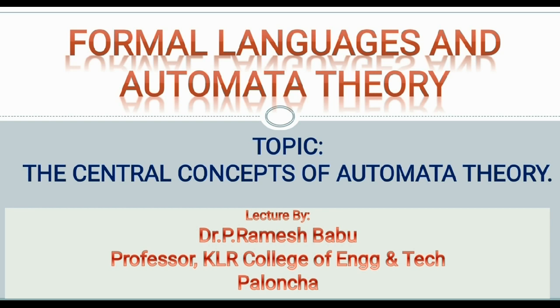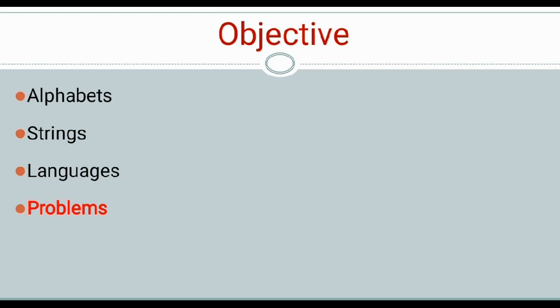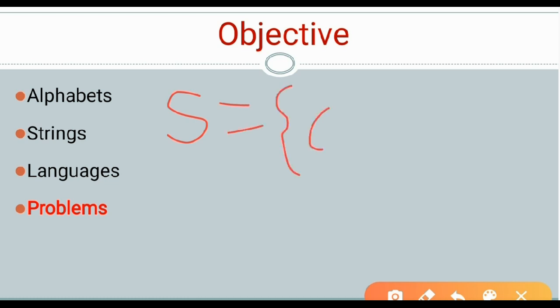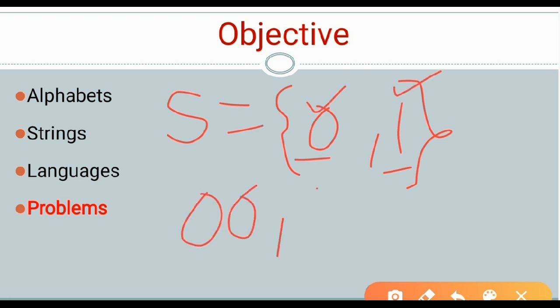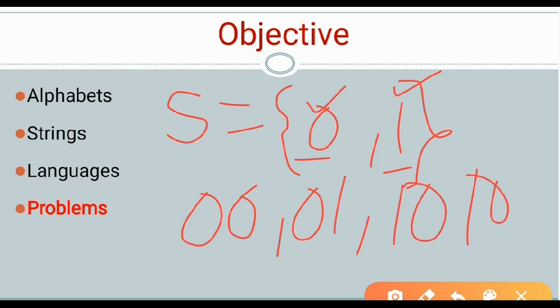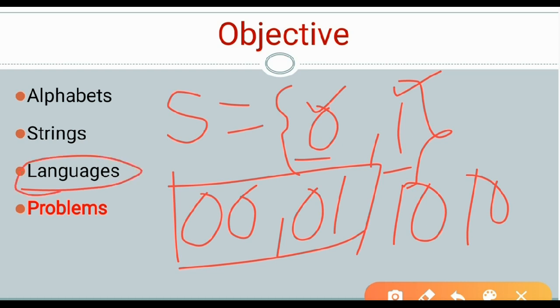We're continuing the previous session, Central Concepts of Automata Theory. In the last class, we discussed alphabets, strings and languages. The alphabet, you denote with the symbol sigma. It's a set of symbols 0, 1. And from the alphabets, we generate the strings. It is a combination of the alphabet symbols: 0, 0, 0, 1, 1, 0, 1, 0. These are all strings, and a set of these strings, we call a language.